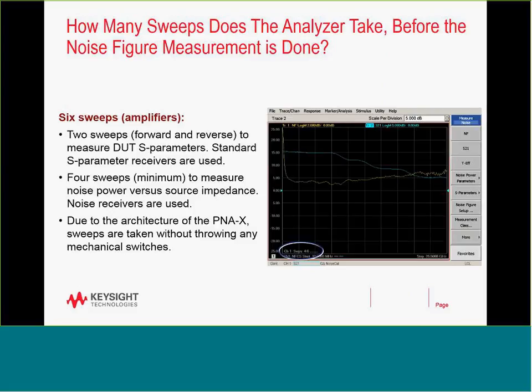So if you think about it, we're making a lot of measurements, but effectively when we're making noise figure measurements with all those different source impedances that we're testing over, and the gain sweeps and the noise figure sweeps, we make 6 measurements in order to get an accurate noise figure measurement. So effectively, the measurement speed is very, very quick.